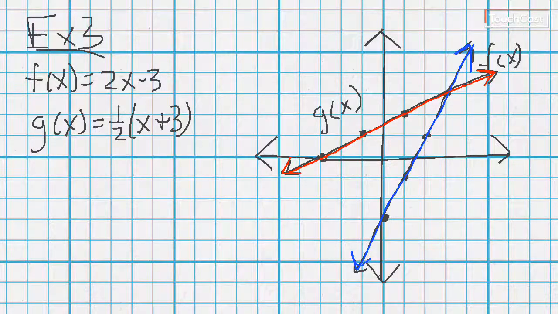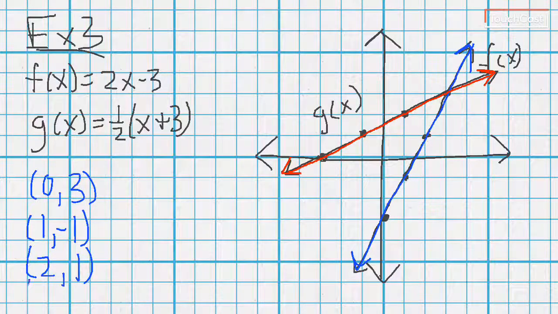Okay, so one thing we can do to verify if these two functions are inverses is let's look at some of their points. So here in blue, we know we've got some points that are important. We've got our y-intercept at the point 0, 3. I've also got a point at 1, -1. And I'm just going to do 2 more points. I've got one at 2, 1. And I've got one at 3, 3. So these are points from f of x.